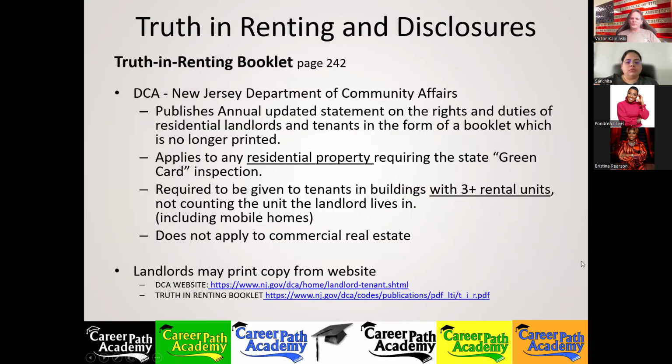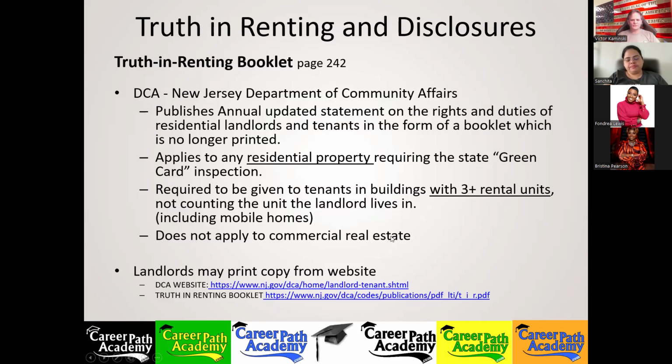Truth in Renting booklet. Who do we need to give it to? Once again, tenants in buildings with 3 or more units, not counting the unit the landlord lives in. Now, do those rules in that booklet also apply to people living in 1-family and 2-family houses? A lot of them, yeah. But they're only required by law to give it to tenants in buildings with 3 or more units, not counting the unit the landlord lives in. So 3 or more rental units available. So the DCA does those inspections, remember?